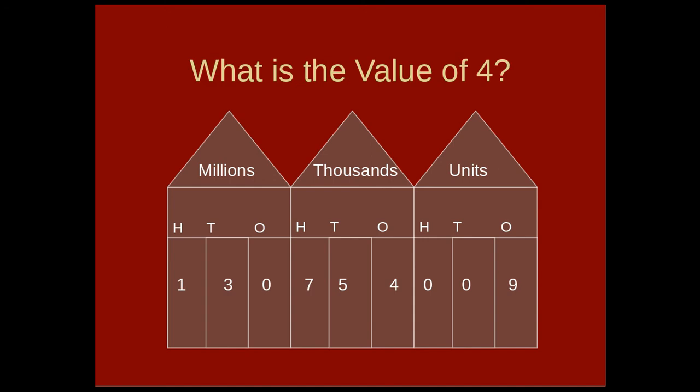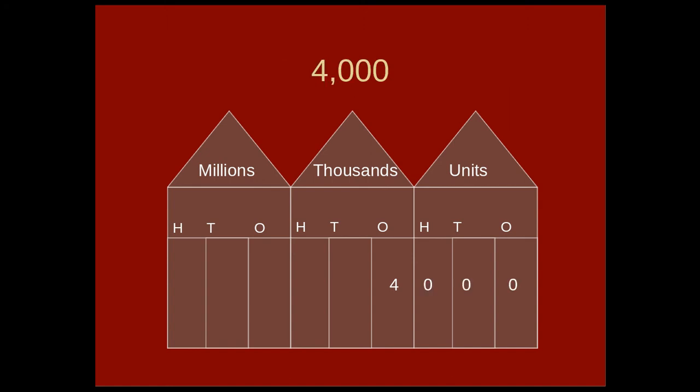What is the value of the 4? Well, we look at the 4. The 4 is in the ones place of the thousands house. So if I change all of the rest of them to 0, I'm going to say 4,000. I also would know that I'm counting 4,000s. So 1,000, 2,000, 3,000, 4,000. I'm counting by thousands. So again, single out the 4, and it's 4,000. Got it.